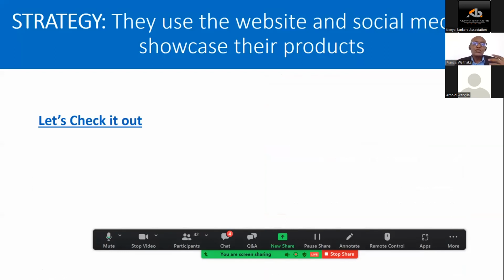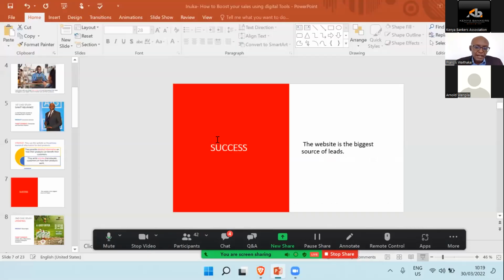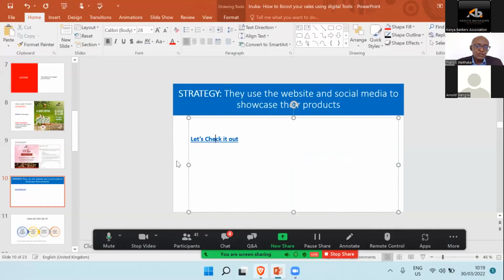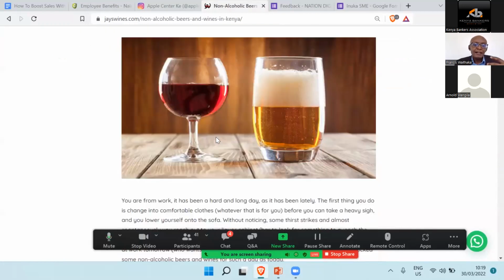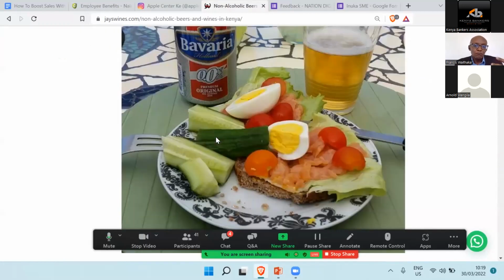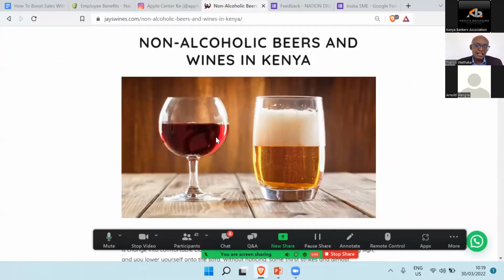They use them to showcase their products. So let's look at how their website looks so that we can really visualize what they are doing. To be specific, they have a lot of products that they sell, but I just want to focus on their blog section. Writing blogs, articles, and information that gives people a reason why they should buy your product is a very creative way of selling and promoting your business.